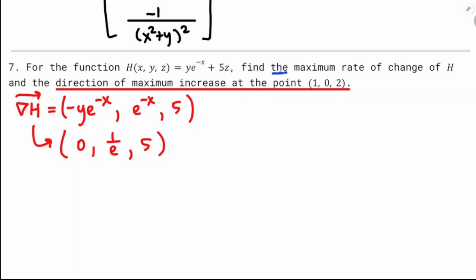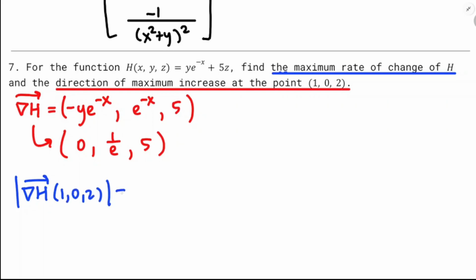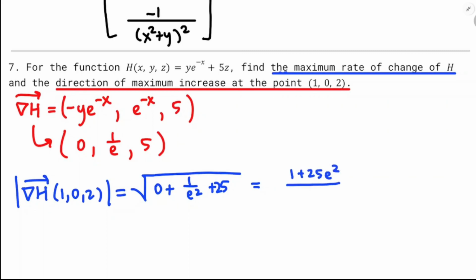And then if we want the maximum rate of change of h, then we're saying, well, the length of the gradient of h at 1, 0, 2 is going to be equal to the square root of 0 squared plus 1 over e squared plus 5 squared. I think that's good enough, or you'll be able to recognize the right answer in a multiple choice setting. But if a person did feel like they needed to simplify this a little bit, I think we could call this 1 plus 25 e to the 2, all divided by e to the 2 inside the square root.